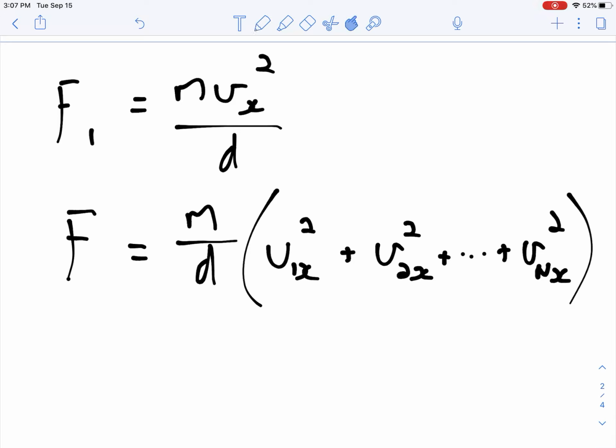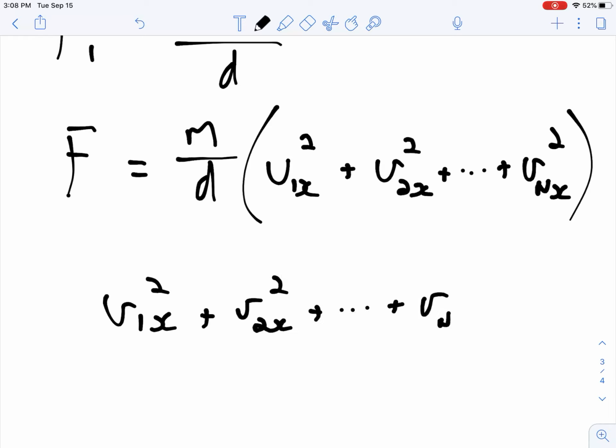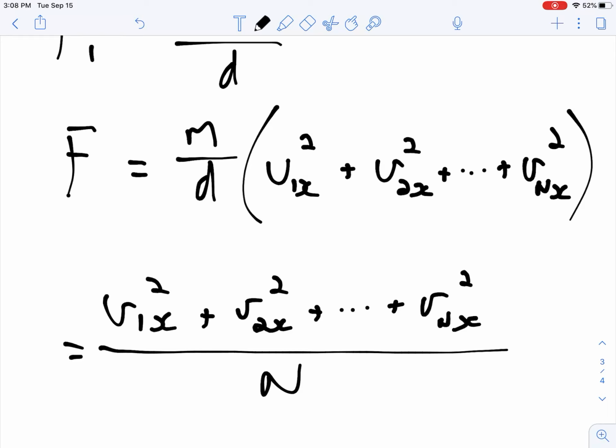Now, this term right here, if I were to take that term and divide it by n, in other words, take v1x squared plus v2x squared plus vnx squared, and divide all of it by the total number of particles, then by definition what I've determined is the average vx squared. If I take all of the values, add them up, and divide by the total number, I get literally the average of all those values, right?